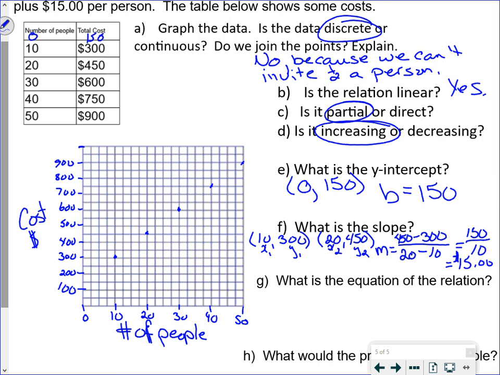Notice that the question said that the banquet costs $15 per person, which is what our slope is, plus the extra $150 flat rate, which is what the y-intercept is. So finding the equation of the relation, again, we're using y equals mx plus b. Our slope is 15, so we'll have y equals 15 times x plus the y-intercept of 150.